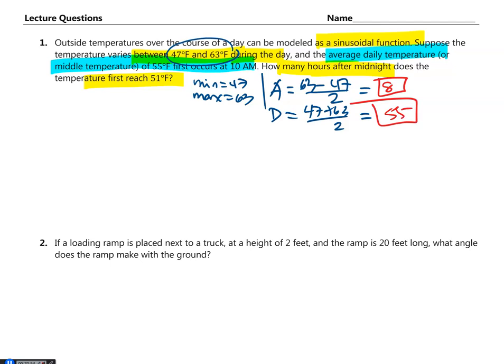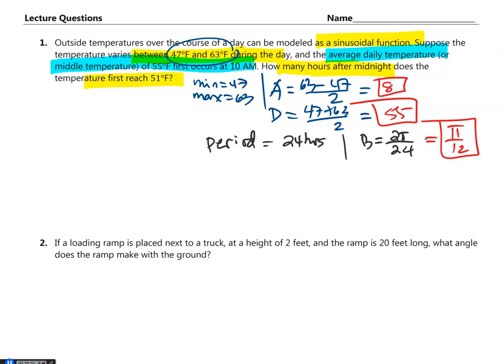And the period, what we know about our period, that is the whole day, we have 24 hours. So now we will be able to solve for B, which is 2 pi over the period, 24 hours, and simplify that, it's going to be pi over 12. So also from here, it says that the first occurs at 10 a.m. So when t is equal to 0, that is at 10 a.m.